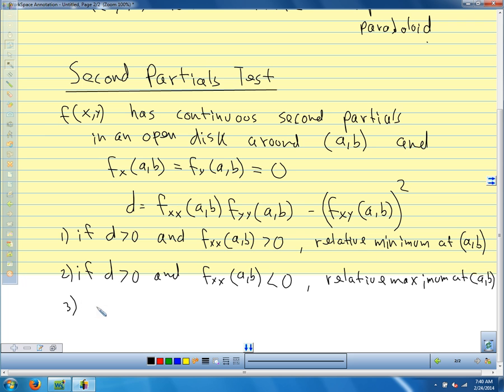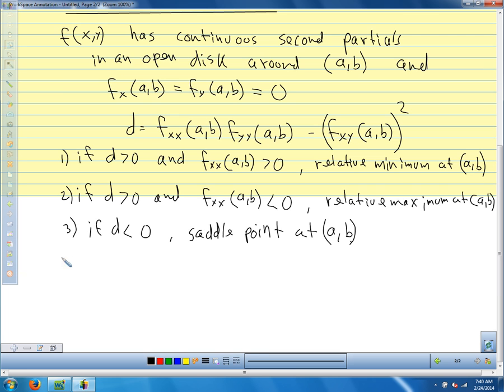And if D is negative, we have a saddle point. And if D is 0, then we have to do more work. We can have a case where there's no conclusion. So we'd have to look at a graph or something, do some other kind of plugging in points and see what's happening. We'd have to do some more work if D is 0.